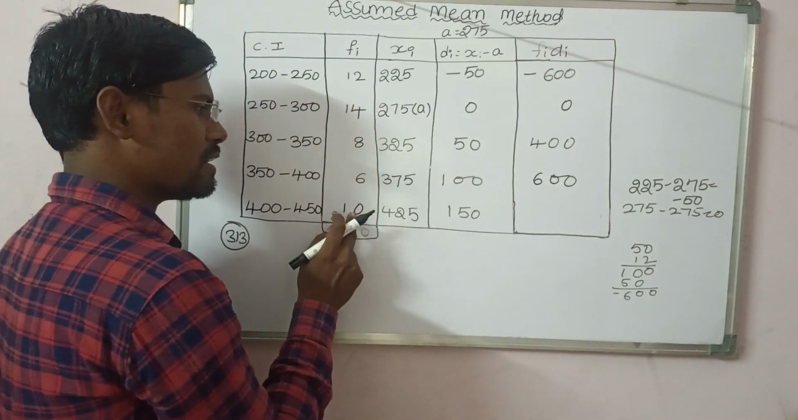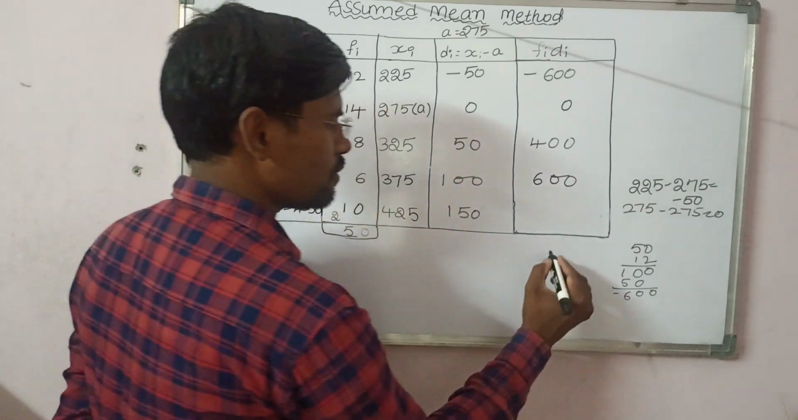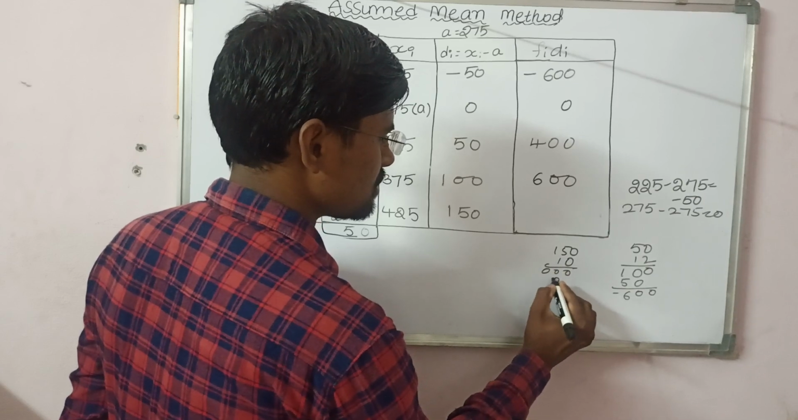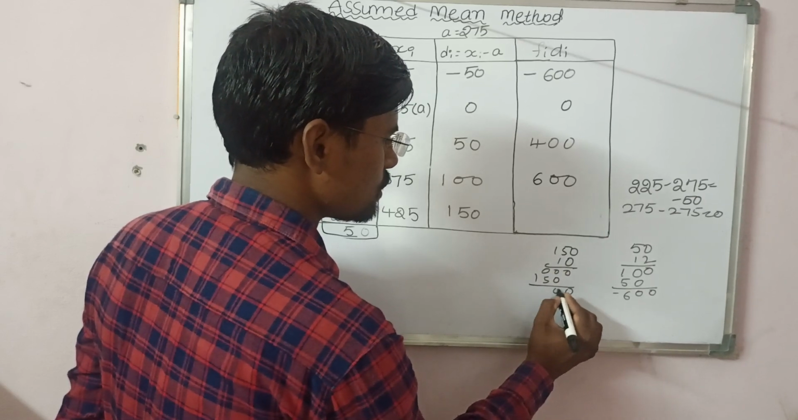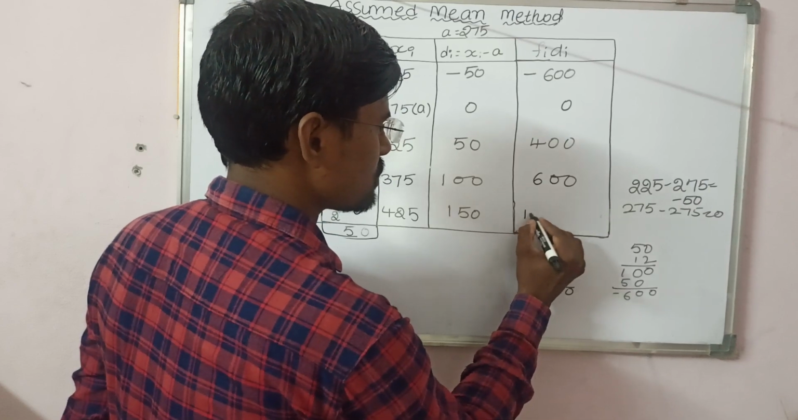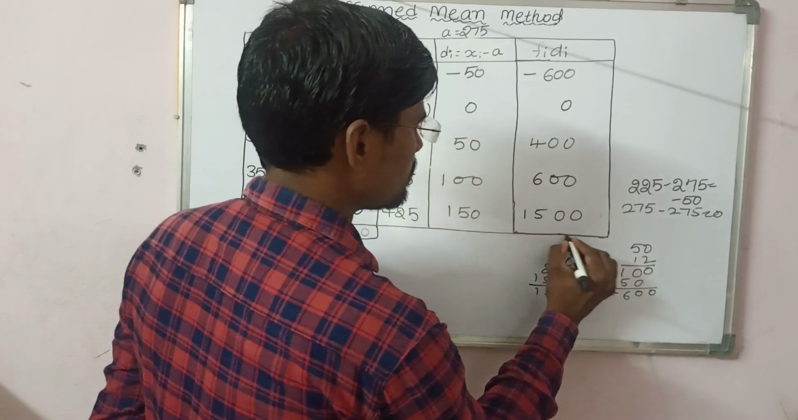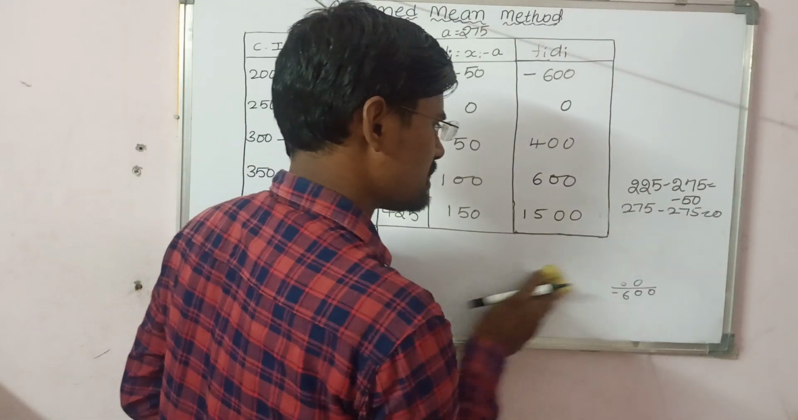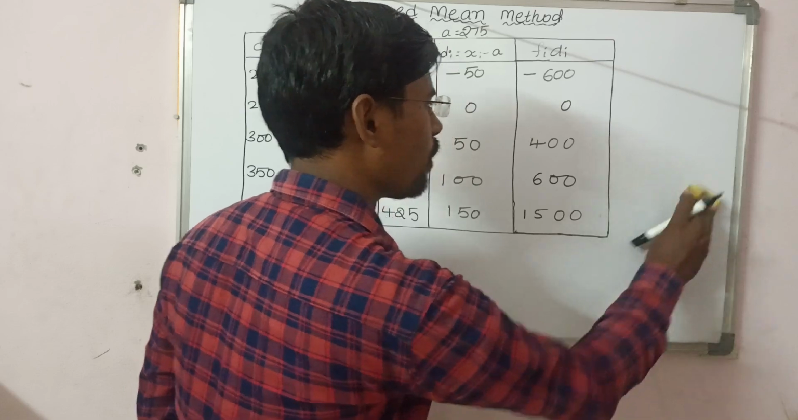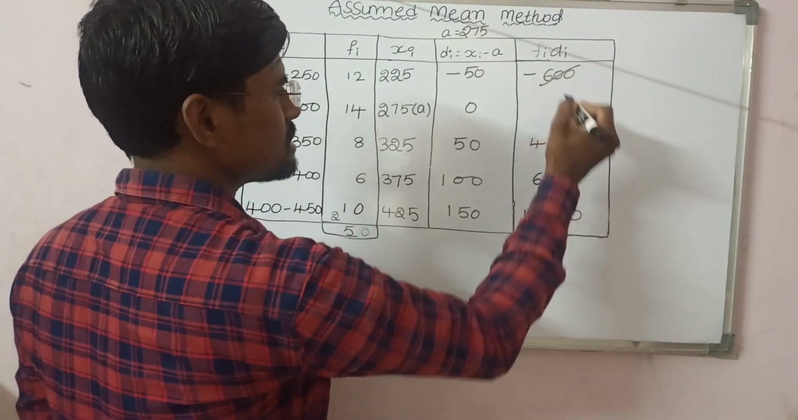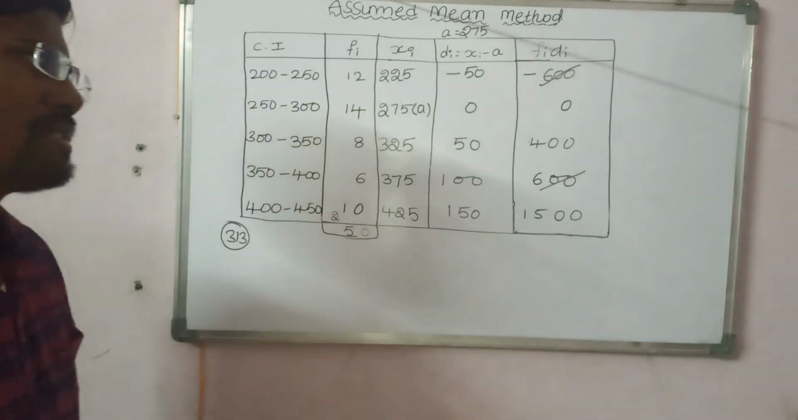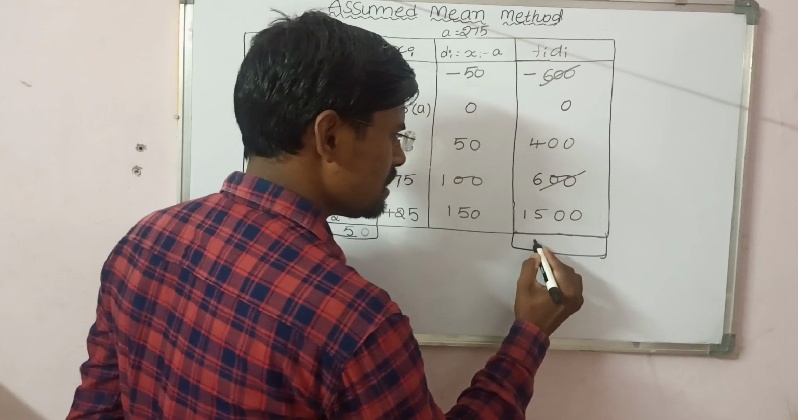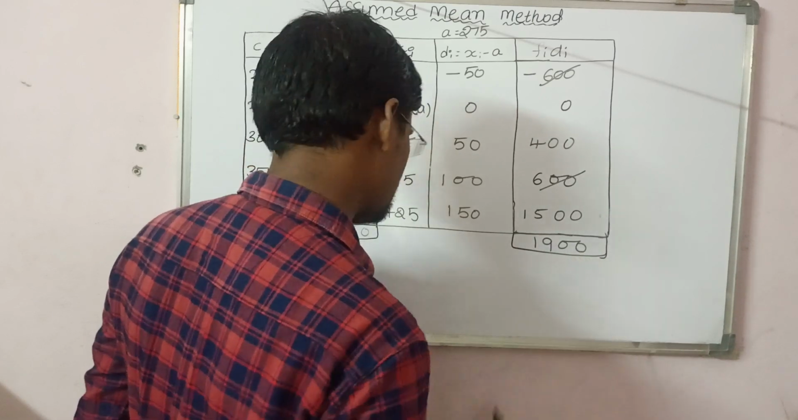Next we can get 10 into 150. 150 into 10. So 0, 0, 0. 1 zero is 0, 1 five is 5, 1 one is 1. 1500 I got here. Now if we observe two values, one is negative 600 and one more is positive 600. We can cancel directly in the table. See here minus 600 plus 600 can get directly cancelled. Then what will be left? Only 400 plus 1500. If we do the sum, what can we get here? 1900. We can get it as the sum.